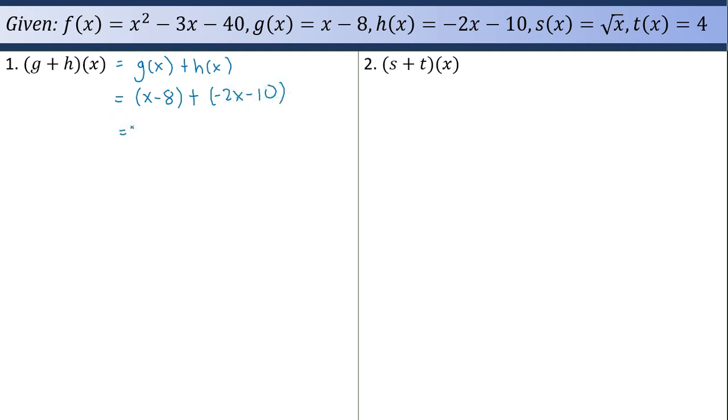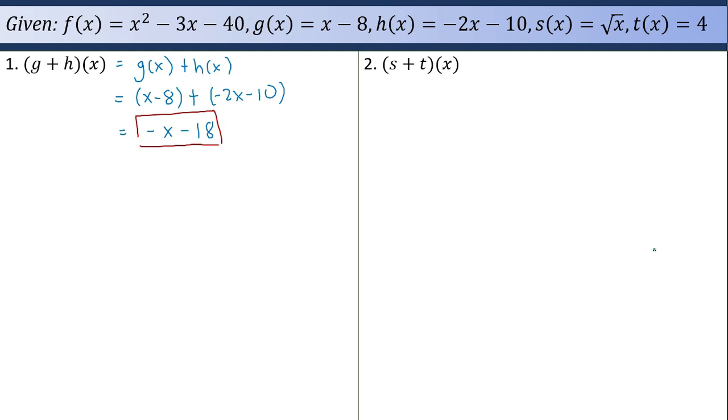And then, combine similar terms. So, we have x and negative 2x is equal to negative x, then negative 8 plus negative 10 is equal to negative 18. Therefore, g plus h of x is equal to negative x minus 18.